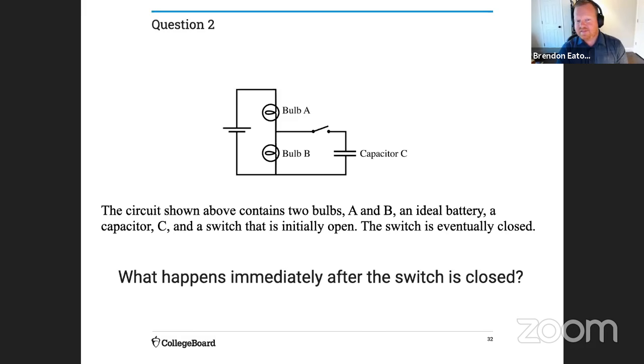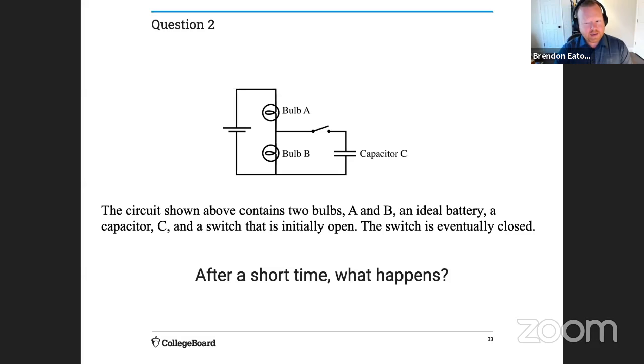So bulb B is not lit up at all, and bulb A is still lit up. Now, after a short period of time, what is happening while that capacitor is charging? We discussed in our previous lessons that as the capacitor is charging, it starts building up charges on both plates of the capacitor and it eventually becomes full. We're not at that point yet, though.